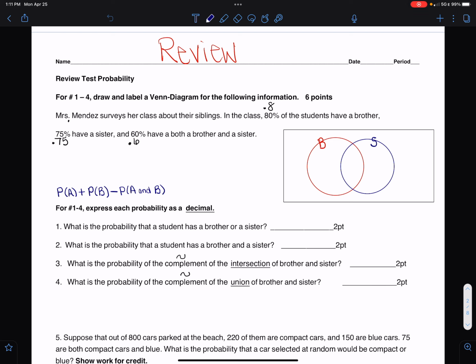I would suggest that every time I do one of these, you just watch me work through it, pause the video, and try it on your own on a separate sheet of paper or a blank review if you picked up one of those. All right, let's get started.